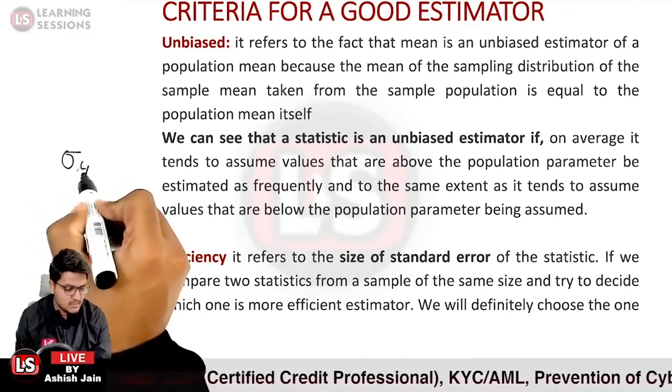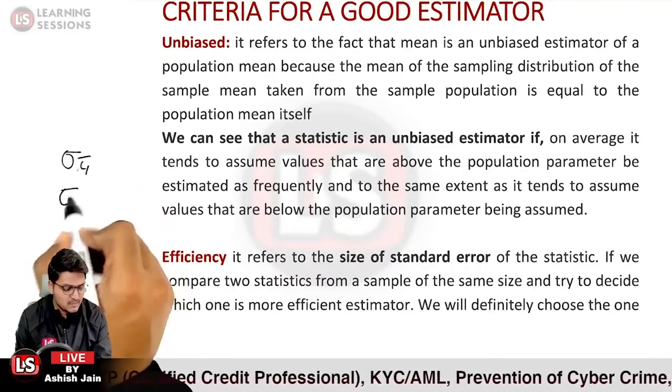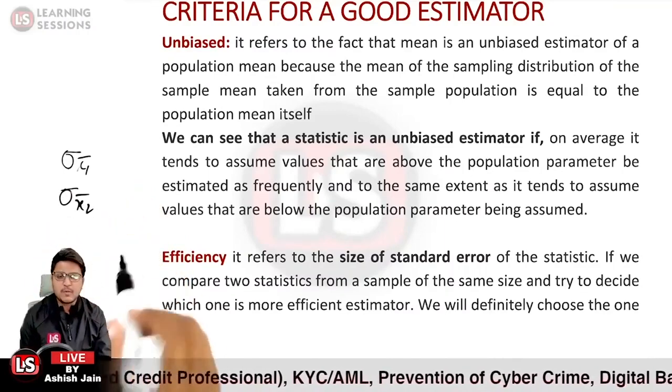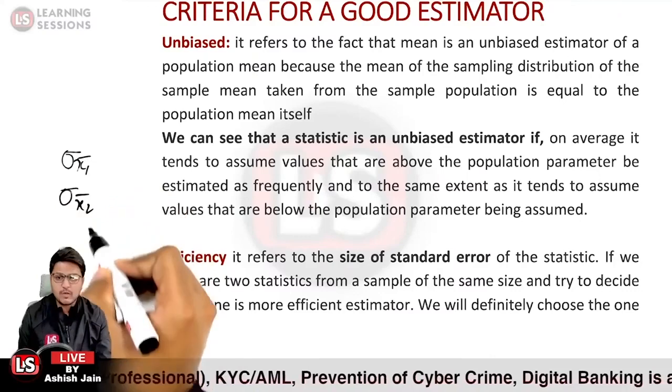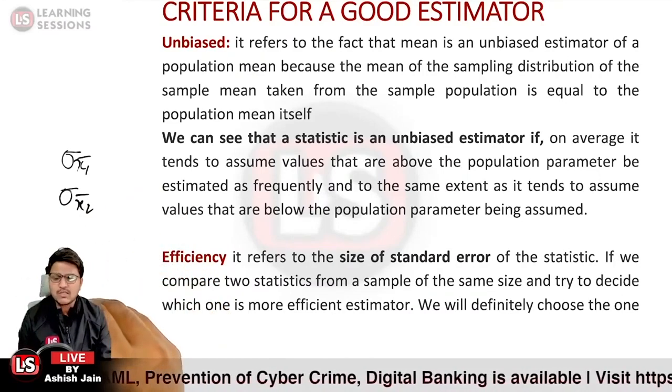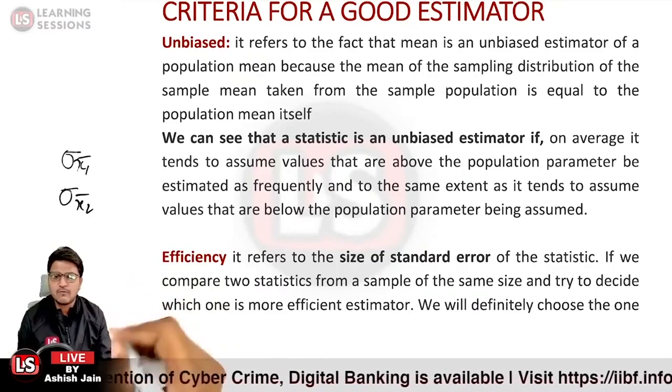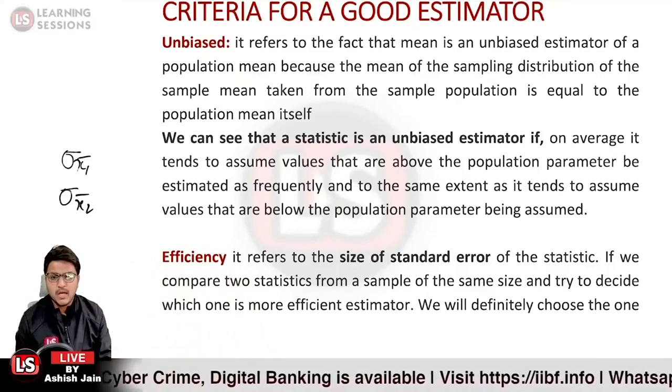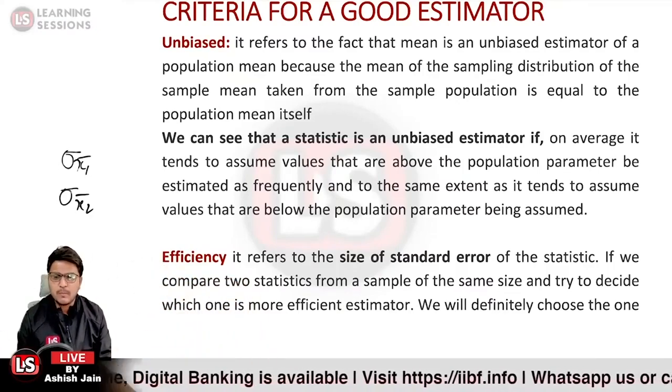It is sigma x1 bar and sigma x2 bar. In that particular case, we are talking about what? We are talking about the standard deviation. Standard deviation is related to dispersion from the population mean. It is related to the dispersion from the population mean itself.